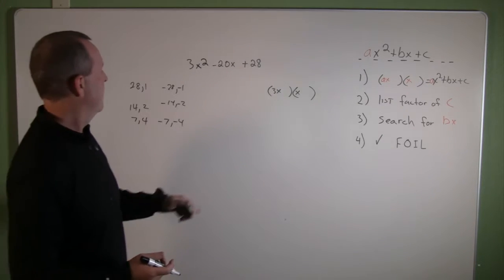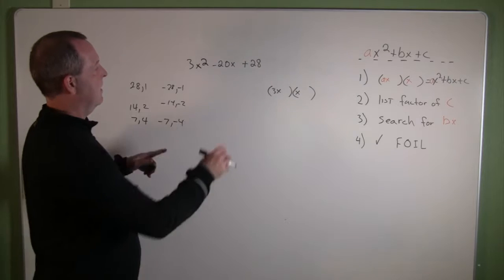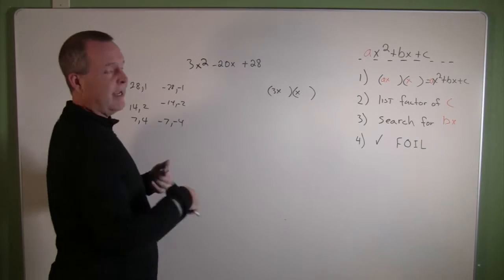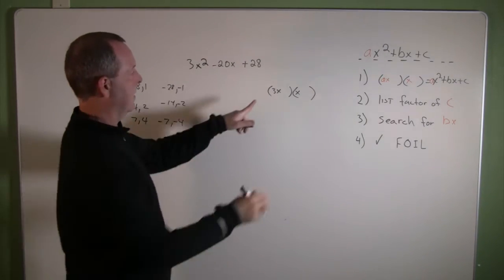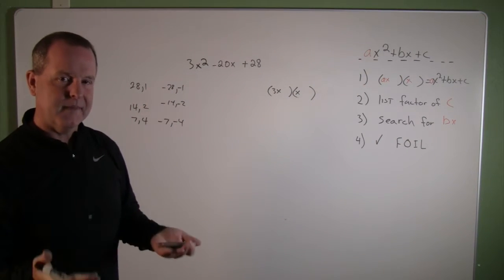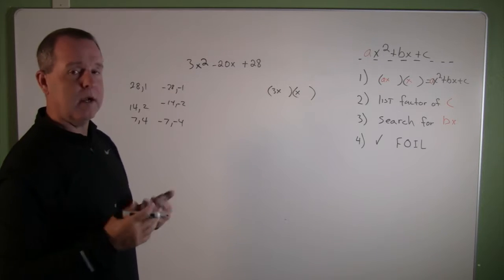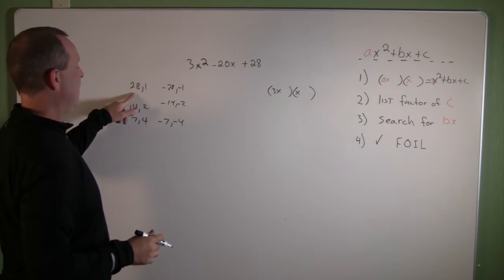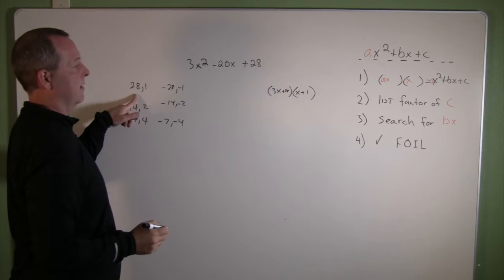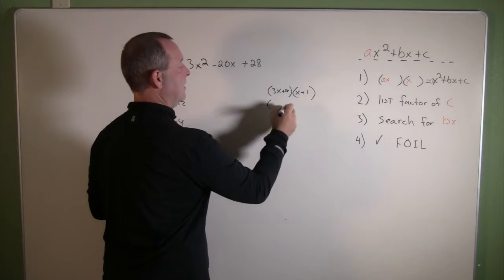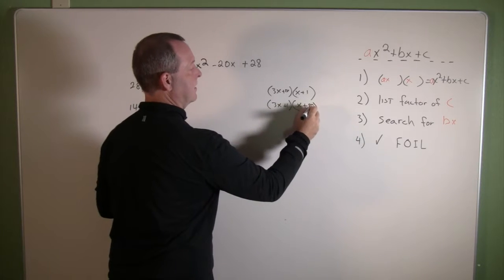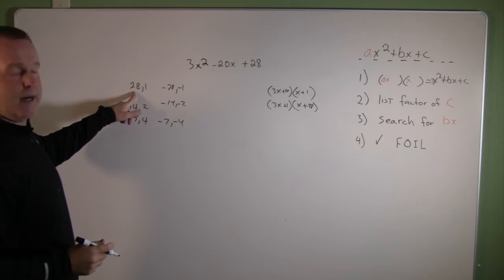Now here's what I need to try. I don't know which one of these works, because when I FOIL, it was a combination of the outers and the inners that produce the middle term. Since I have a number other than 1, it complicates things just a little bit. So I'm going to make a listing of all my possibilities. Let's look at this one. I can put a 3x plus 28 and an x plus 1 as one possibility. The other possibility is 3x plus 1 and x plus 28. That takes care of these two possibilities.